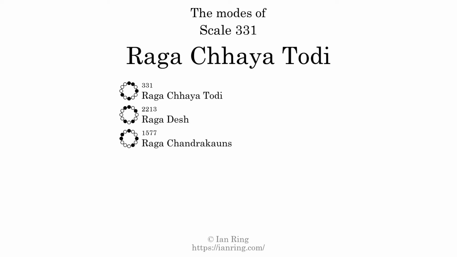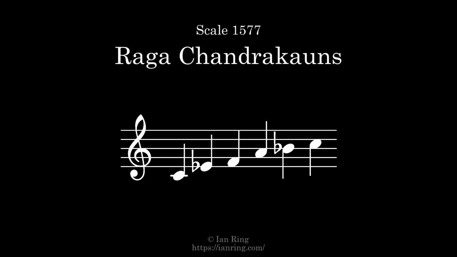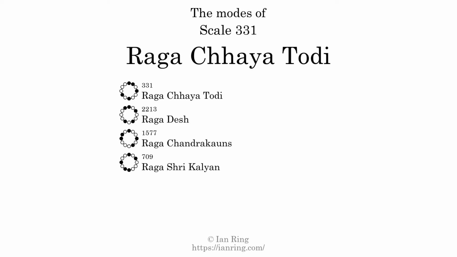The third mode is scale 1577, also known as Raga Chhaya. It sounds like this. The fourth mode is scale 709, also known as Raga Chhaya. It sounds like this.